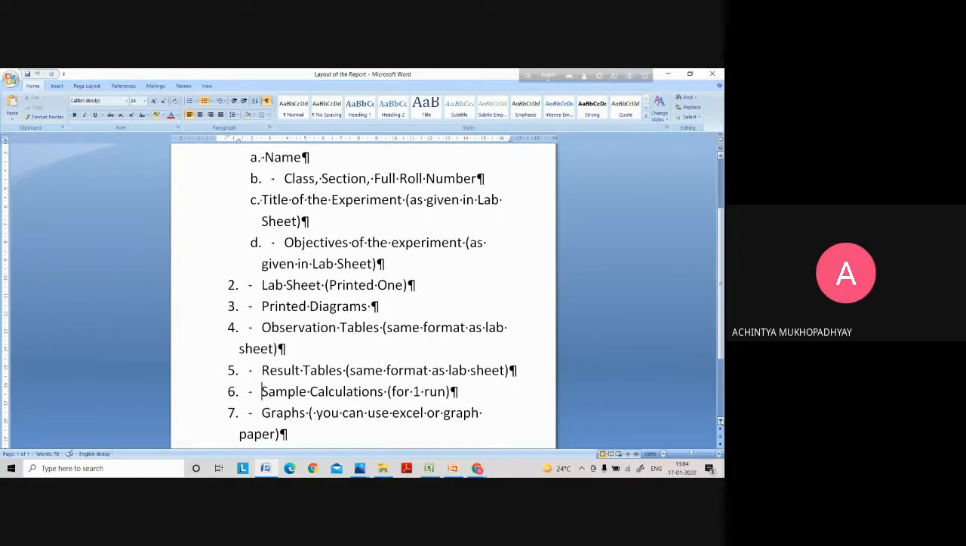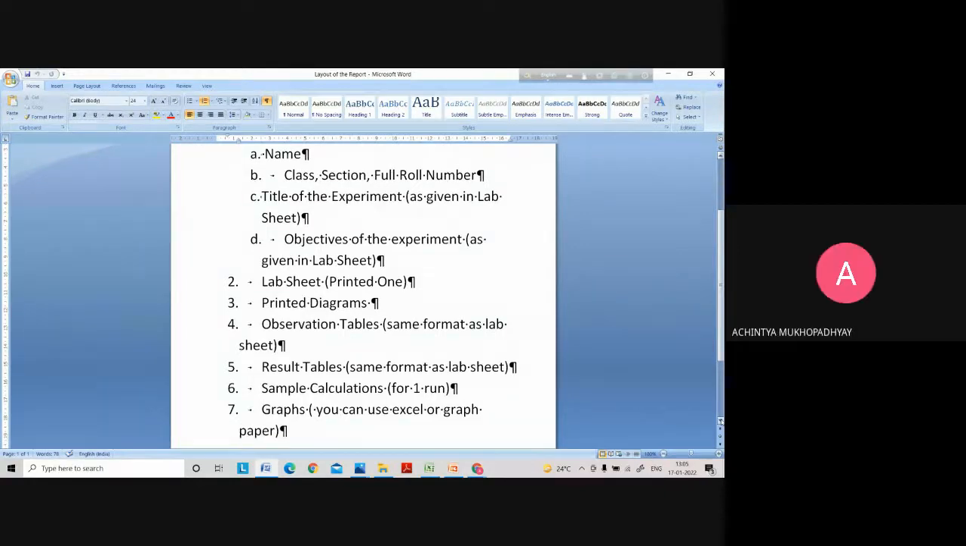Then you draw the graphs. For this, you can use Excel or graph paper, whatever you are comfortable with. That's all. Only these things should be in the report. You need not describe any procedure or precaution or causes of error. Those are the things you should know. They can be asked in the Viva, but you don't have to include them in the report.